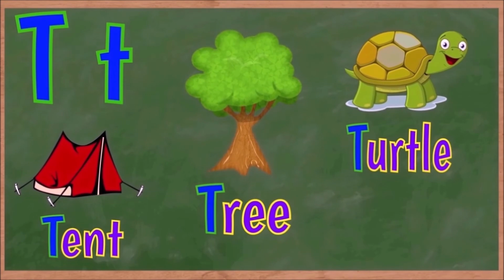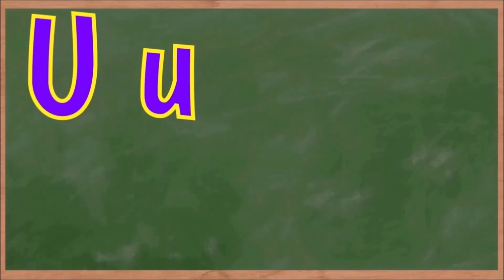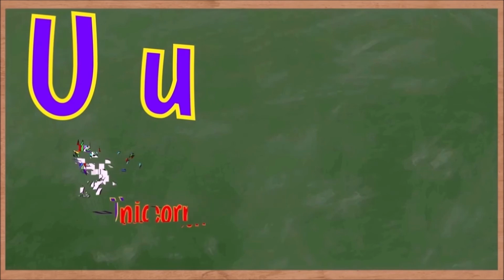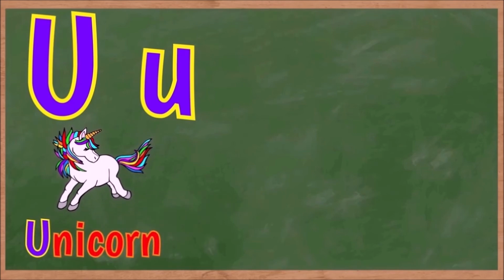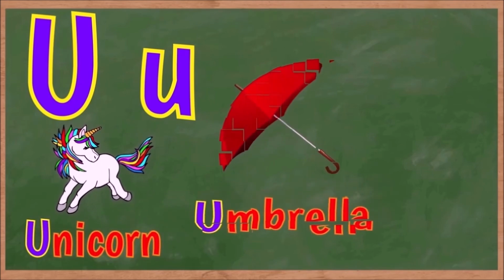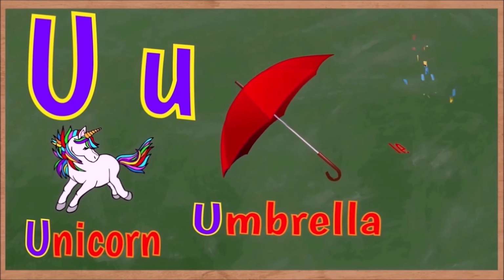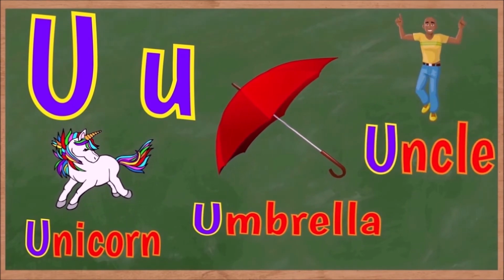Let's see the next letter. The next letter is the letter U, and the U makes a uh sound. Give that one a try. I think I got it. How about you? U for unicorn. Umbrella. Uncle.